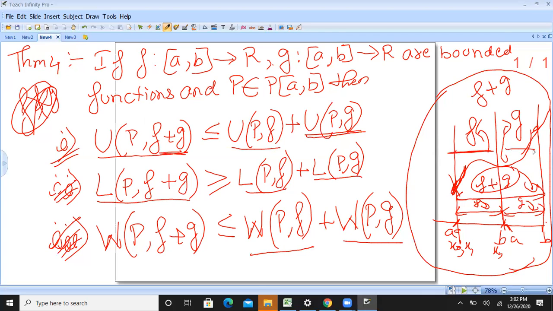So next page, move to the next page. Okay, so first proof. Proof.